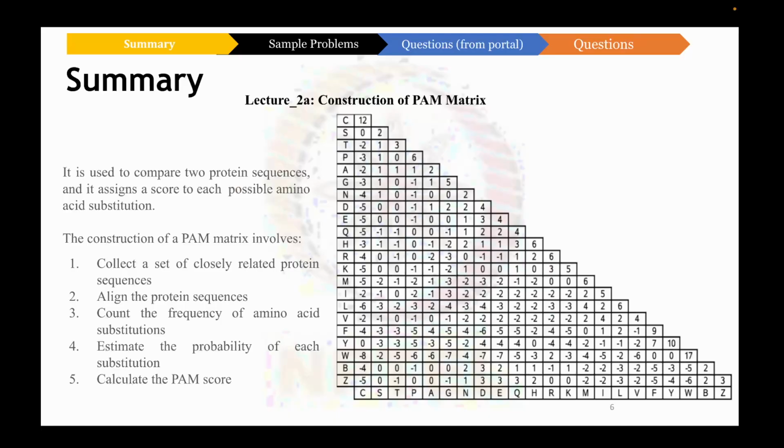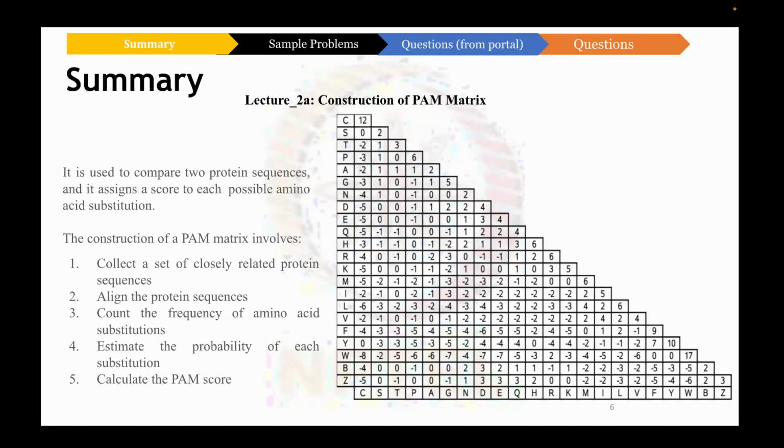The first step in constructing a PAM matrix is to collect a set of sequences that are closely related to each other. This is typically done by identifying a set of homologous sequences from different species or strains. The next step is to align the sequences to identify the positions where residue substitutions have occurred. There are many algorithms and software tools available for sequence alignment, and the choice of method will depend upon the specific application.